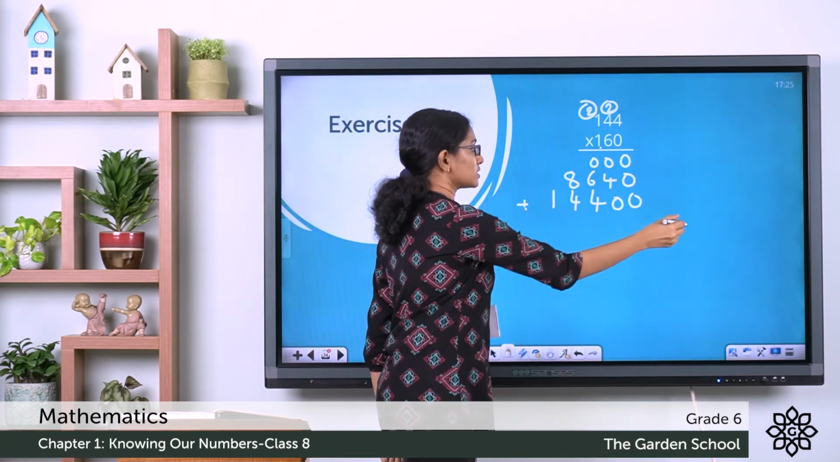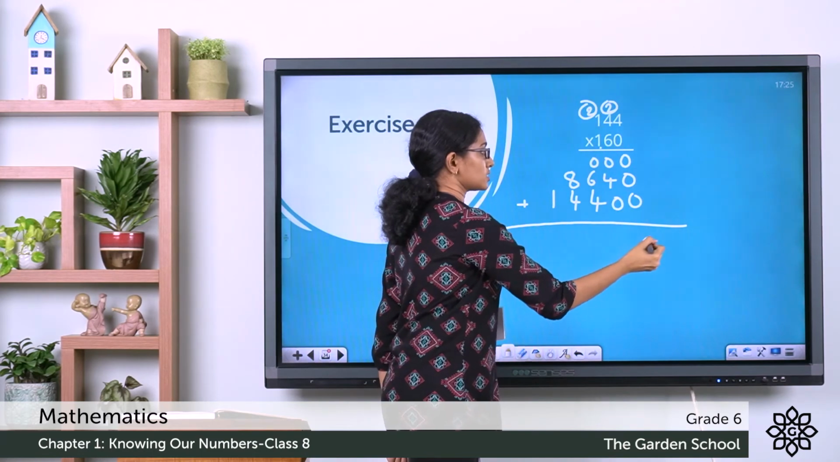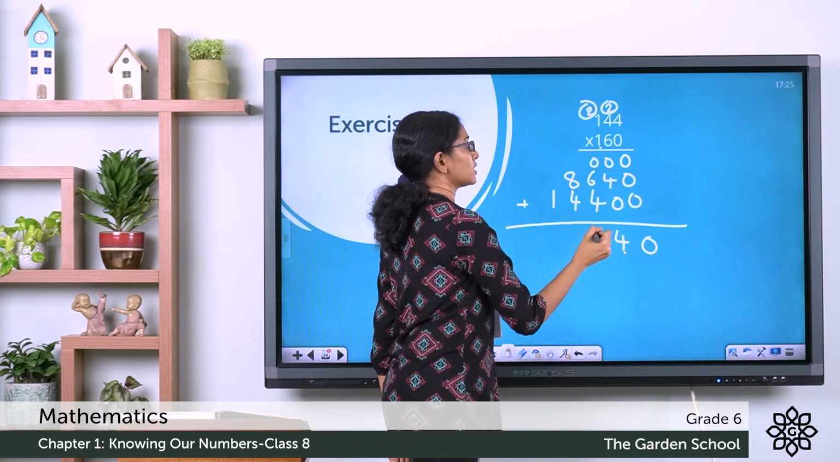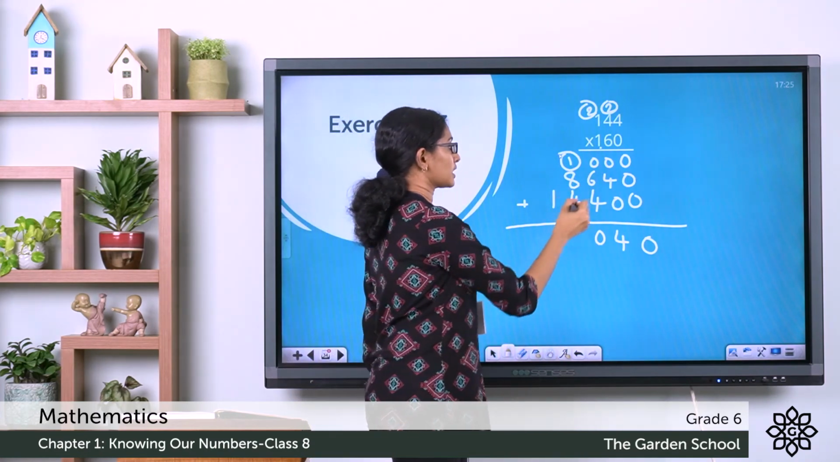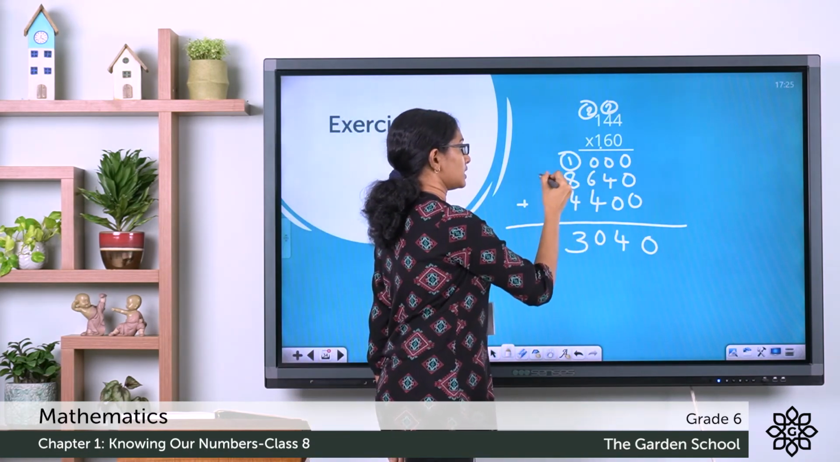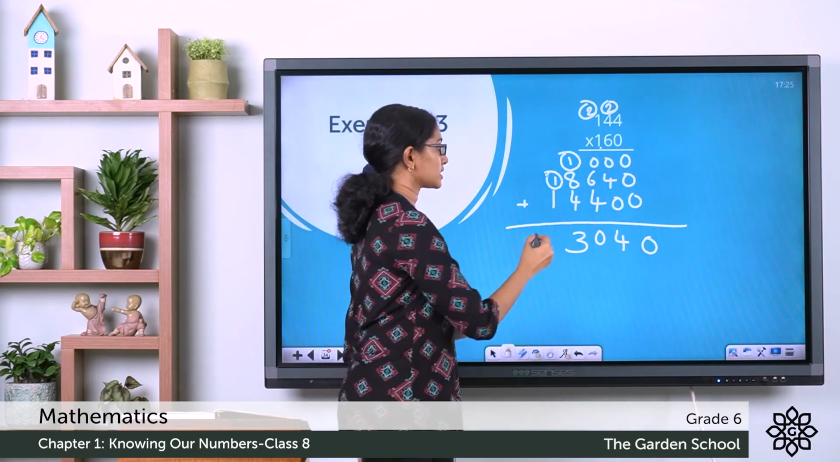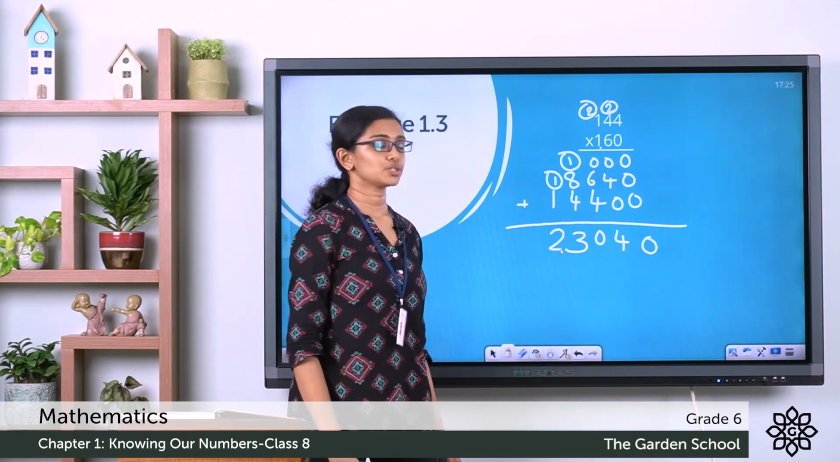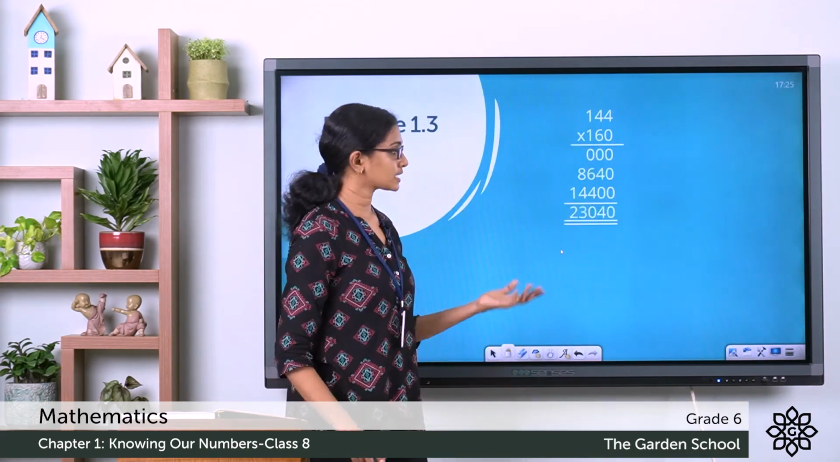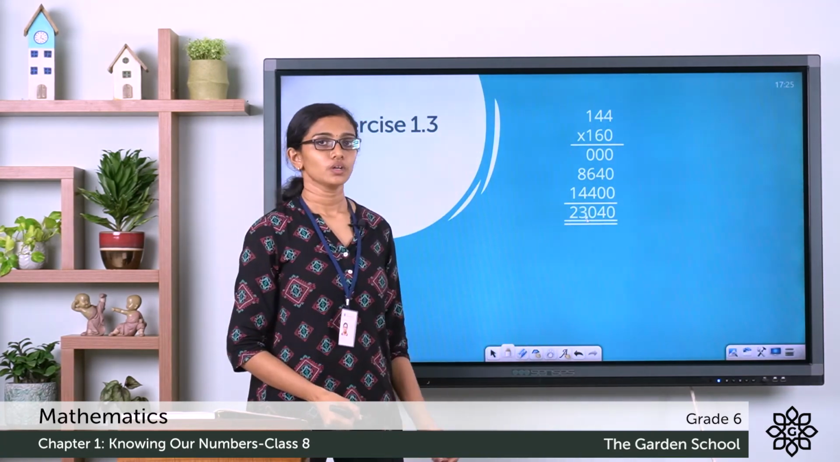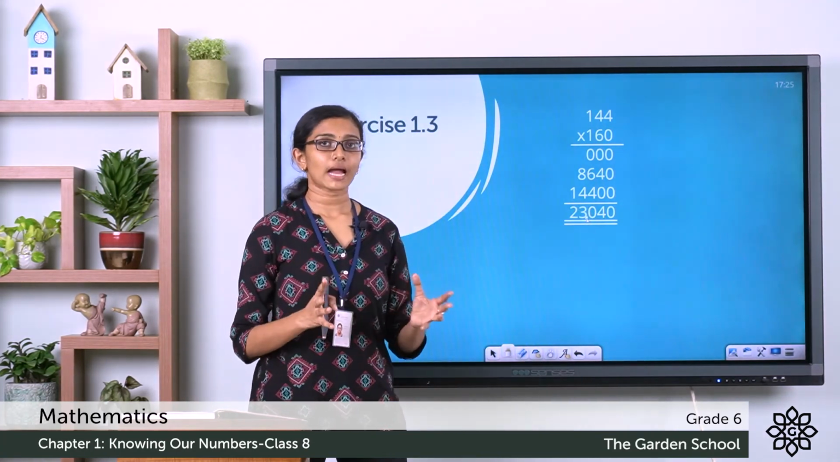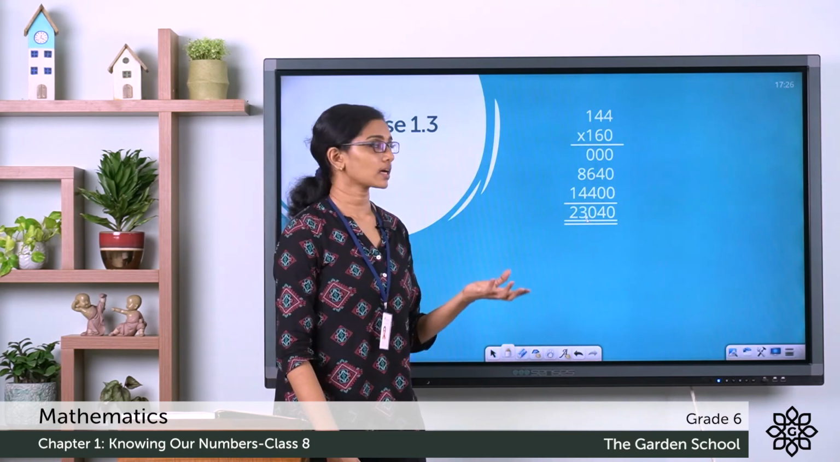Now let's add all these three products. 0 here, 4 here, here it is 0, carry over 1 to the next place. Now here it is 30, carry over 1 to the next place. Now here it is 2. So what is the product? It is equal to 23,040. So these many baby suits were packed into 144 cartons.